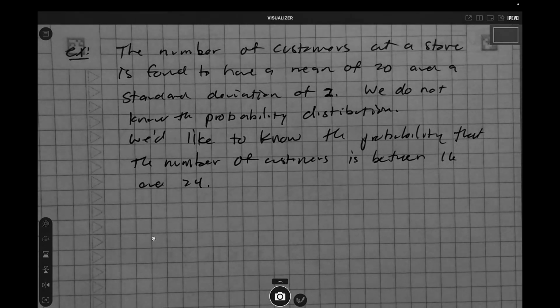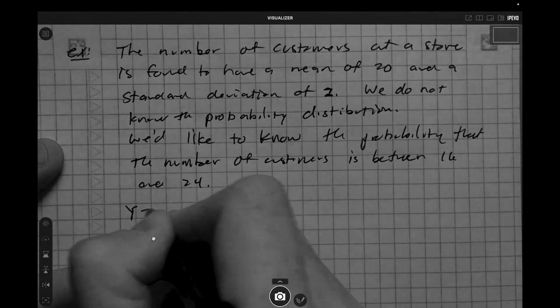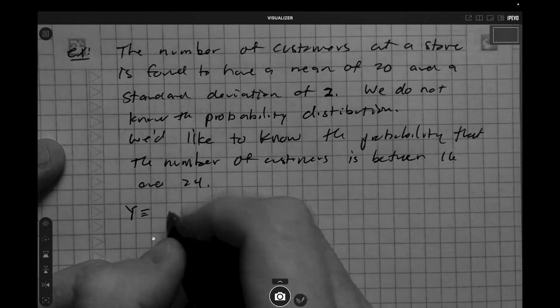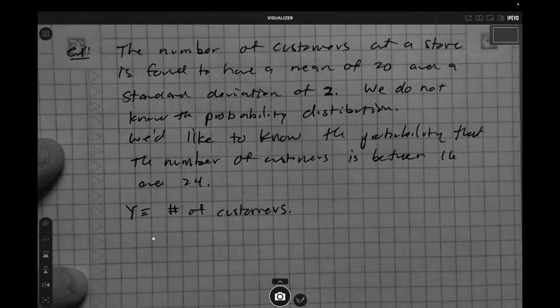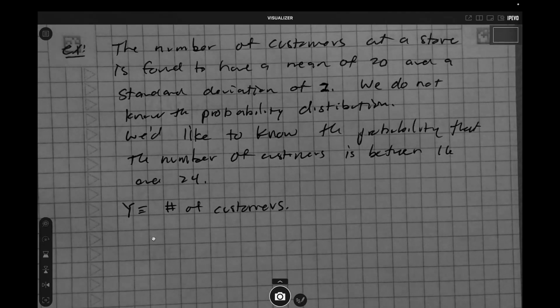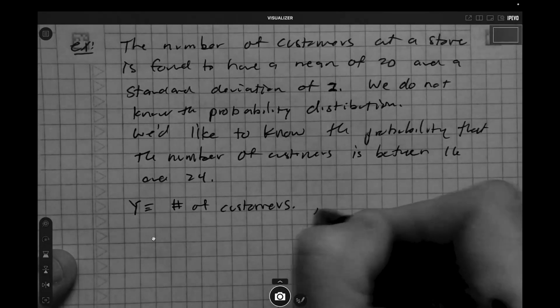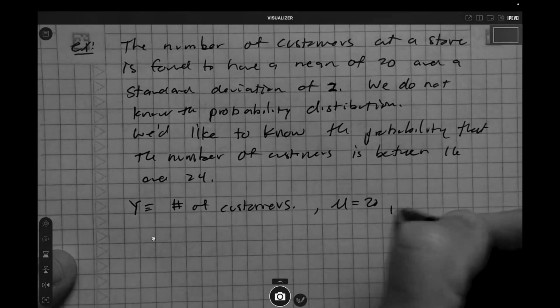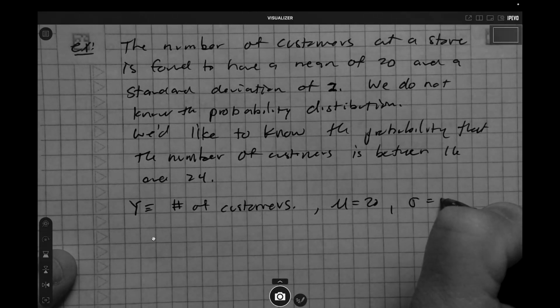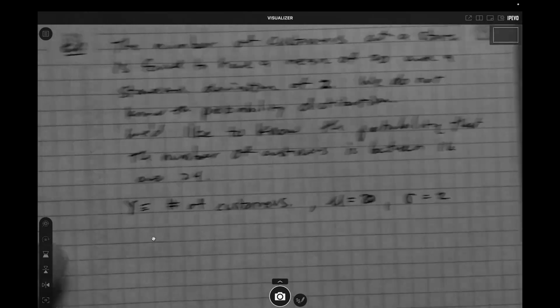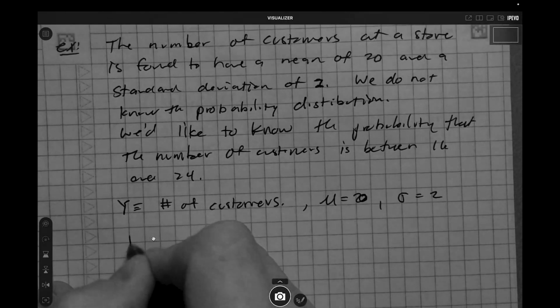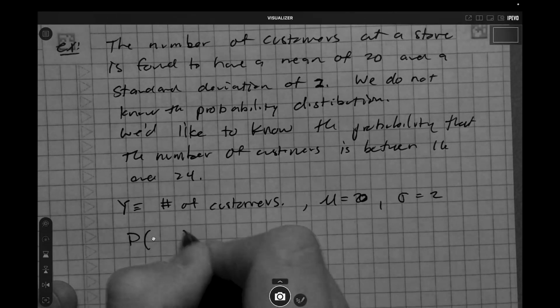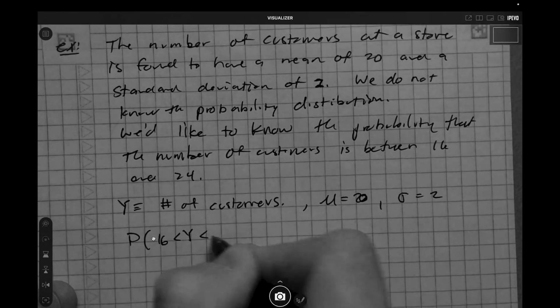Again, we don't know the probability distribution, so what can we do? We'll think about it like this. We'll say y is a random variable, the number of customers. In this case, I can't say that y has a particular distribution. I do know that the mean appears to be 20 and the standard deviation appears to be 2, but I don't know any more than that. So how can I identify the probability that y will be between 16 and 24?